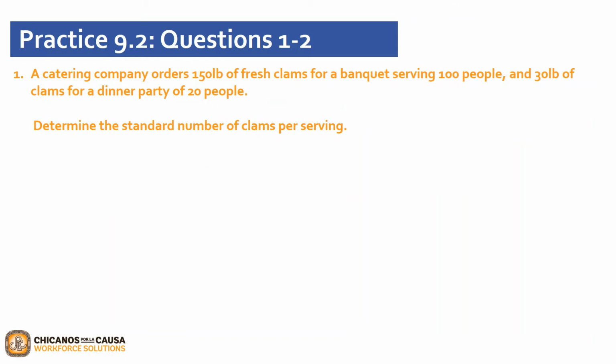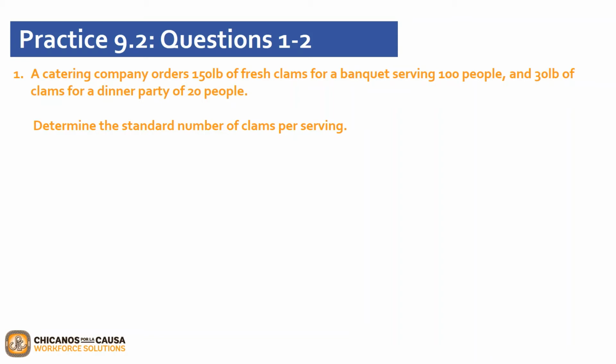Question 1. A catering company orders 150 pounds of fresh clams for a banquet serving 100 people, and 30 pounds of clams for a dinner party of 20 people. Determine the standard number of clams per serving. So essentially we're doing the exact same thing as we just did in our previous examples, except that we don't really have to graph it. But we are going to use the same formula. So this one's pretty quick.